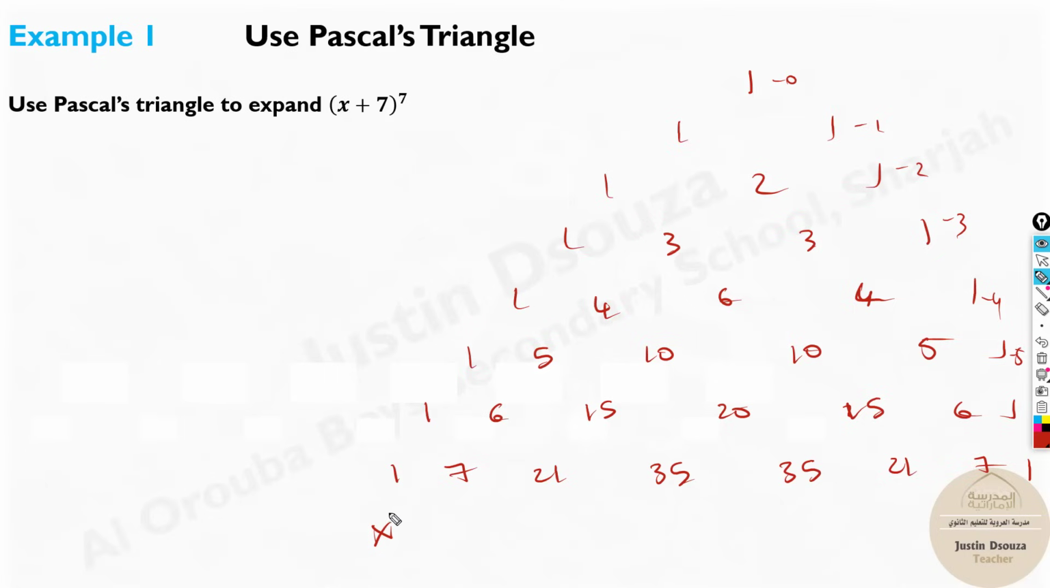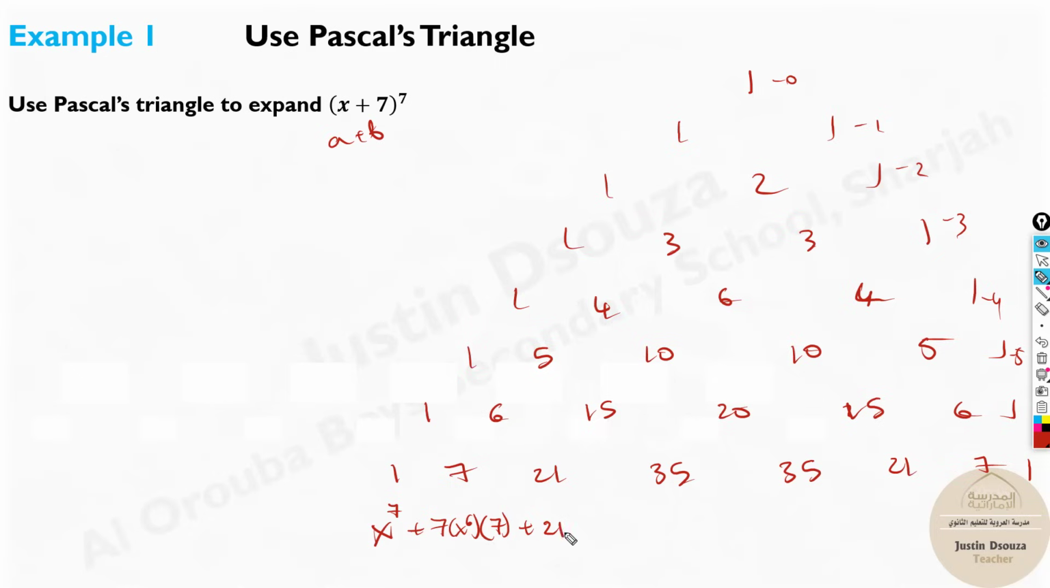Now it'll be the first term. What is the first term? x power 7. Next one, what happens? It'll be plus 7 times x power 6. What is the a or a plus b, right? What is the b term? It's 7. Now 7 power 1. Let's write it like that.